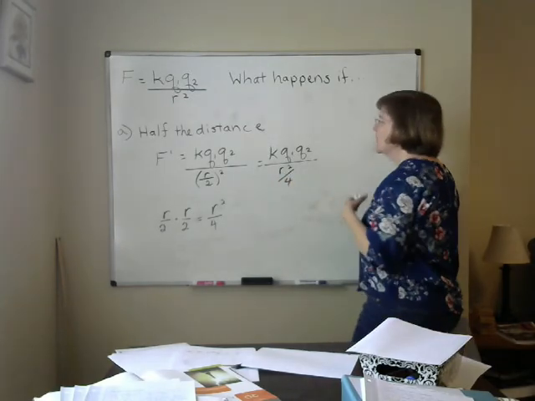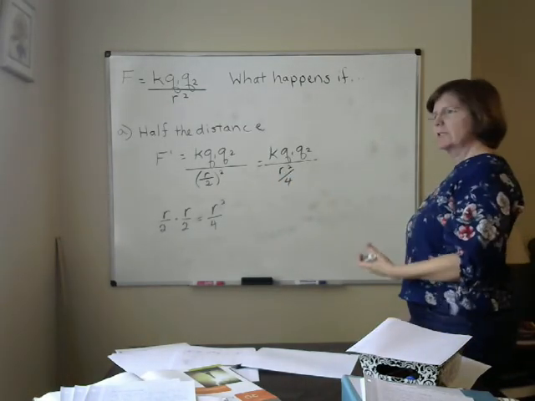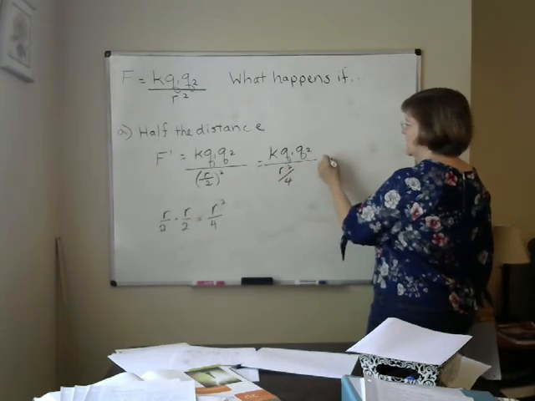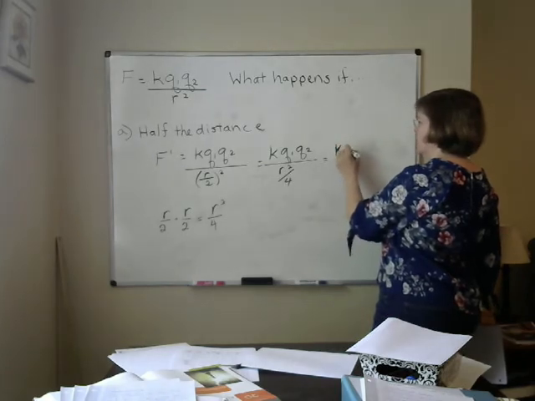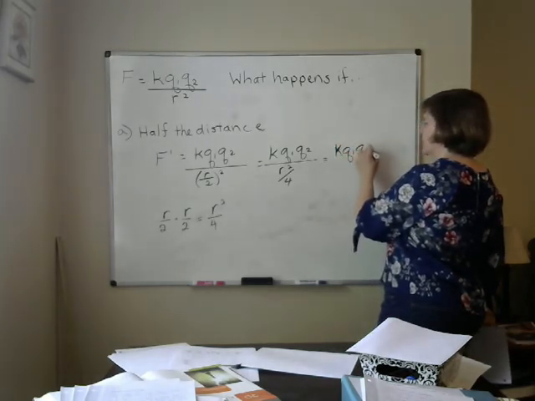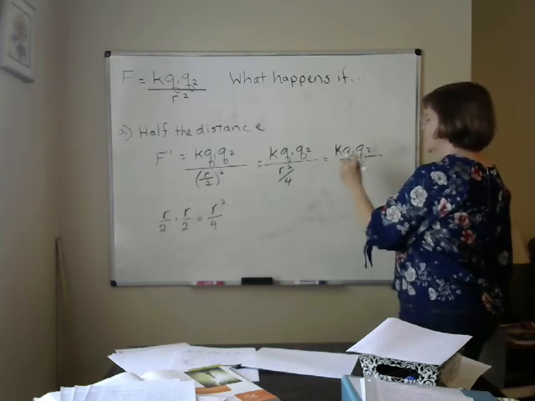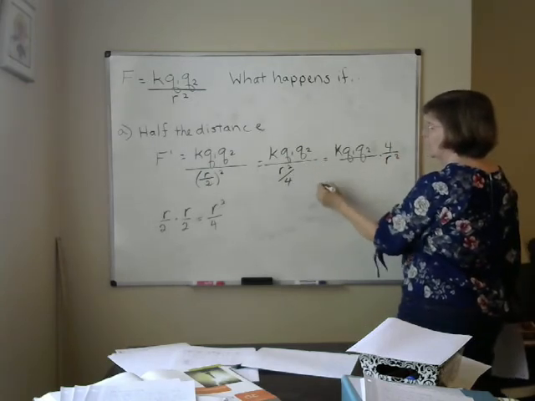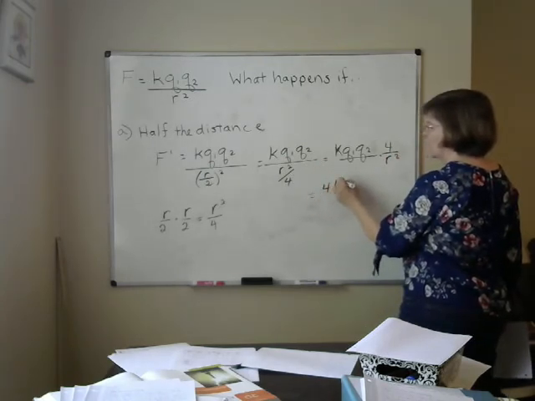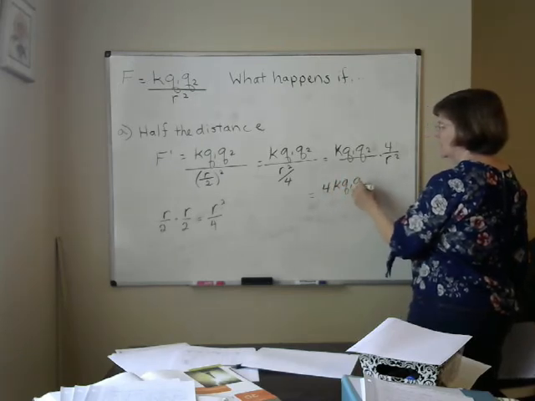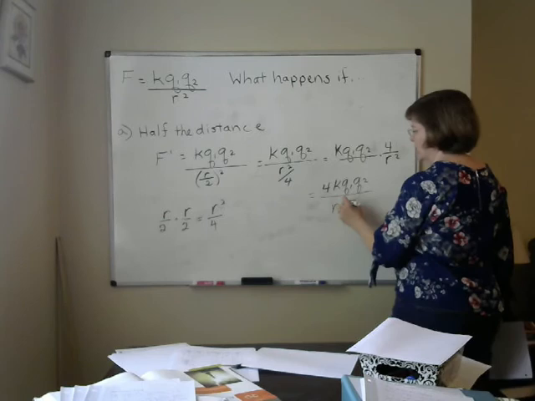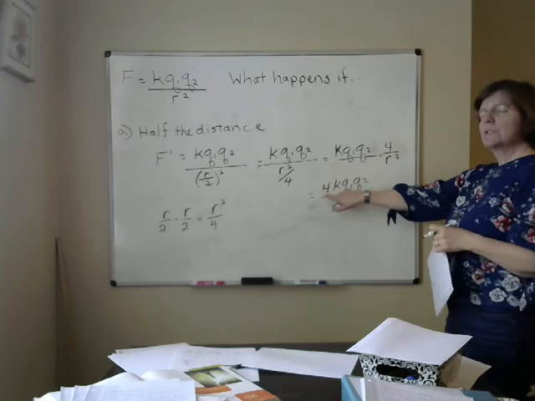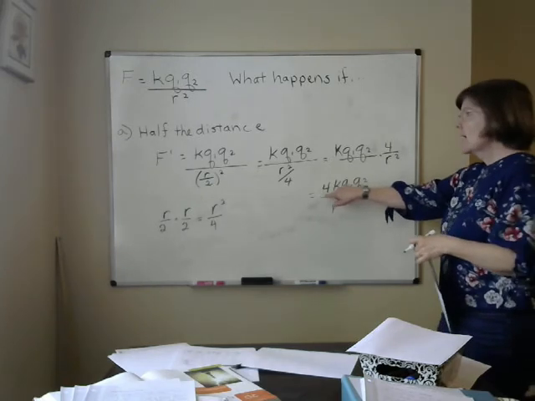Okay. If you remember learning to divide by fractions, go back to 6th grade. If I'm dividing by a fraction, I could change that to K, Q1, Q2 times 4 over R squared. Remember how when you divide by a fraction, you flip it? This becomes 4K Q1 Q2 over R squared. In other words, if I half the distance, the force gets stronger. How much stronger? 4 times stronger.